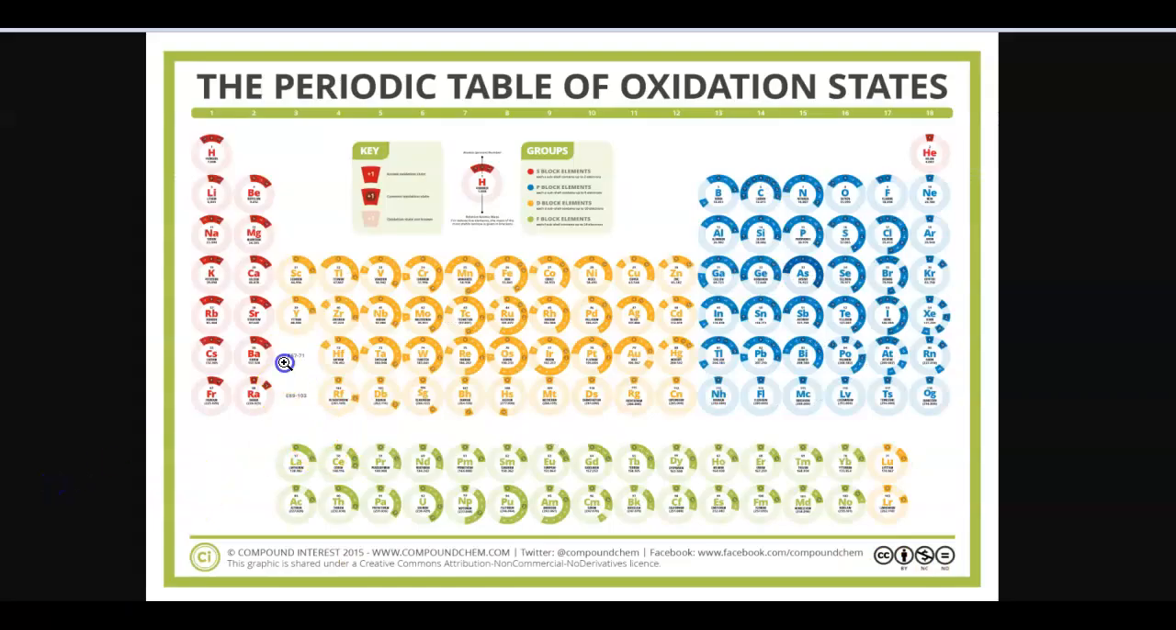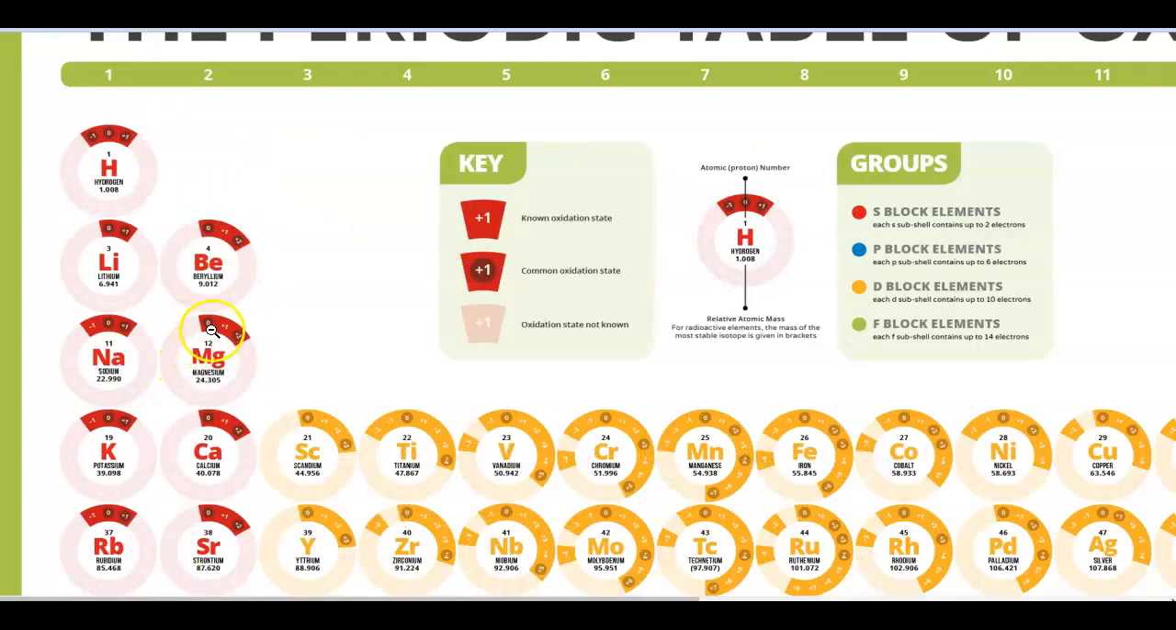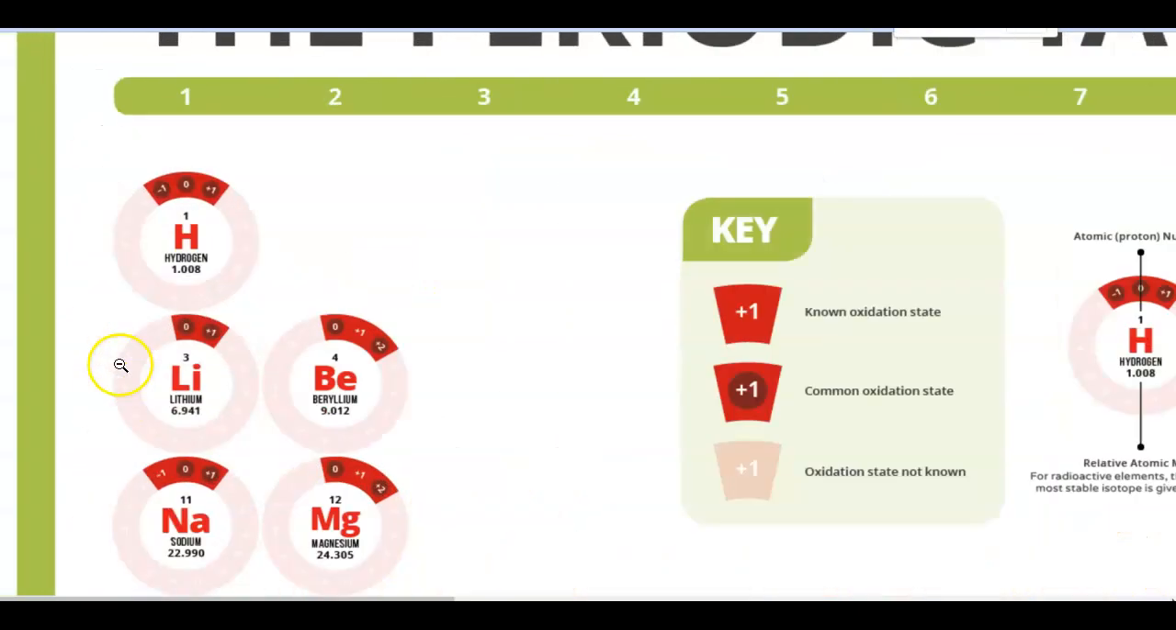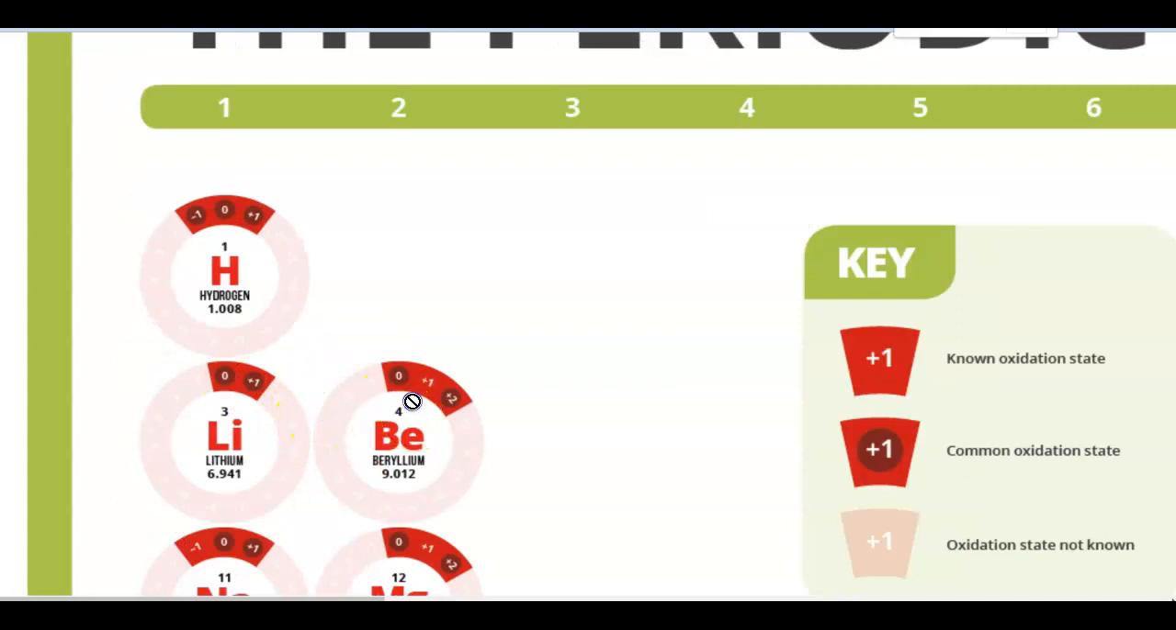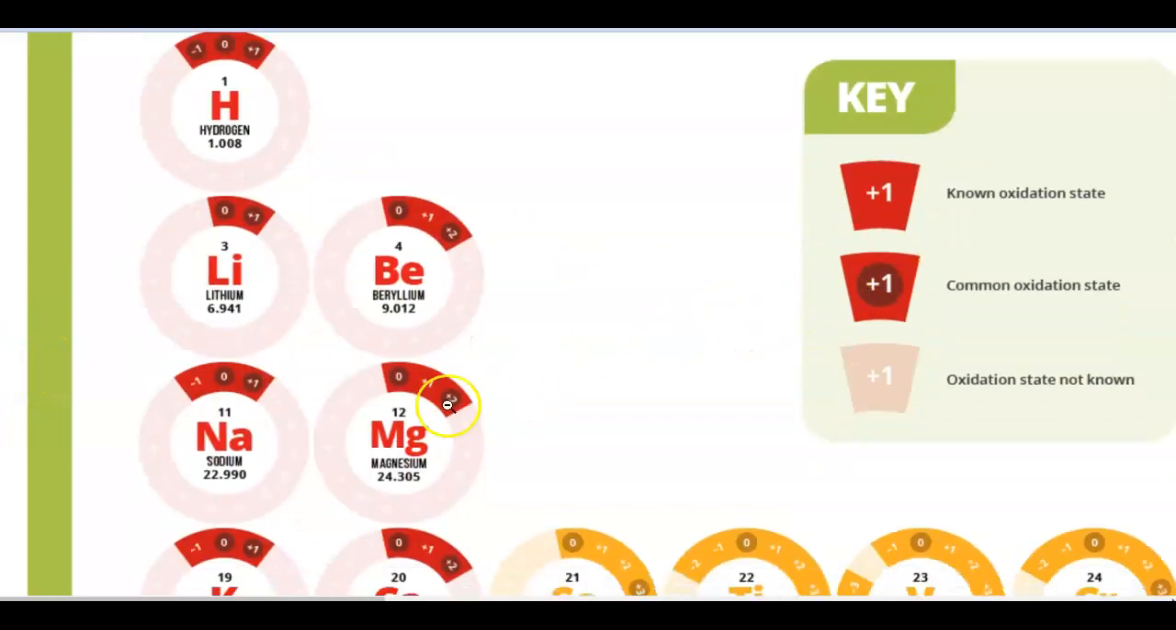So if we look at magnesium for a second, 0, +1, +2 are the options. The most common states have a dot around them. Apparently I cannot move this thing when it's zoomed in. Okay, so 0, +1, +2 are observed oxidation states, and 0 and +2 are the most common ones.